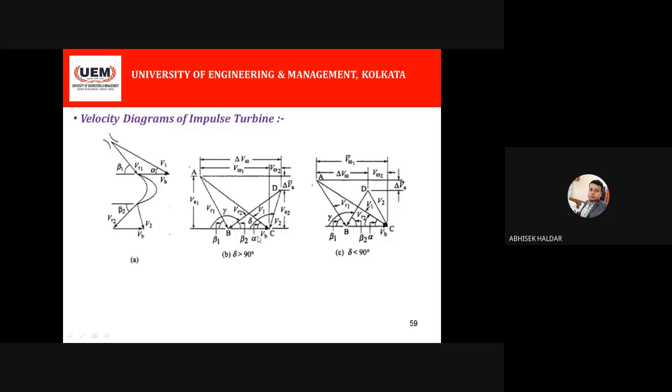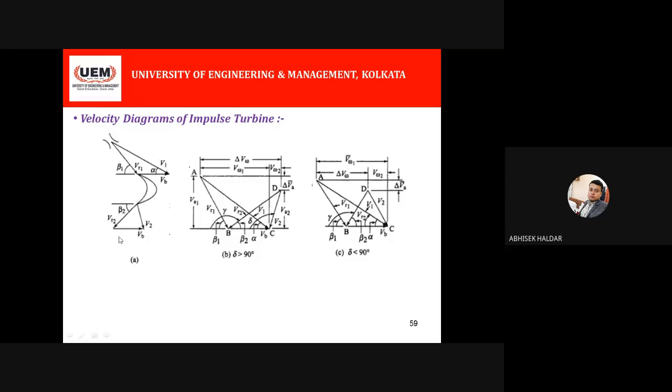Then what is the delta angle? Delta is basically this angle, between VB and V2. There is no such name for this delta angle, but depending on this delta angle, the outlet velocity triangle may be of two types. Delta is the angle between VB and V2, again I am repeating. Here you can see delta is greater than 90 degrees. Whatever is shown over here, delta is greater than or less than 90 degrees.